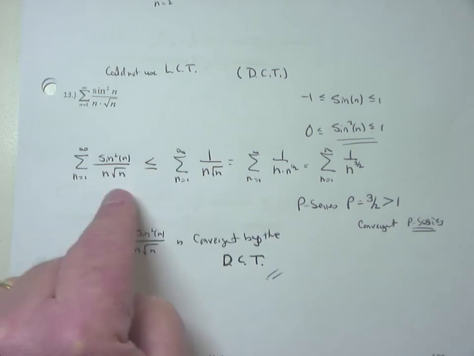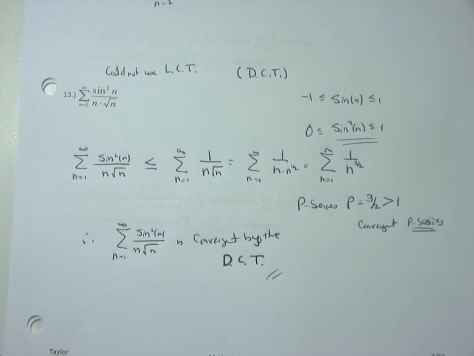So when I see a trig in a series, for the most part, I'm going to use the direct comparison test because I can bound that trig and get rid of it, and then I can just focus on the rest of the sequence part. And that's what I did in this example. Does that make sense? Another great problem to study.